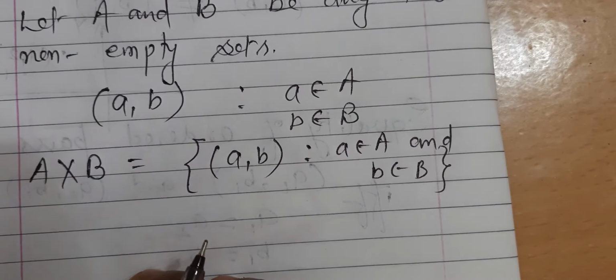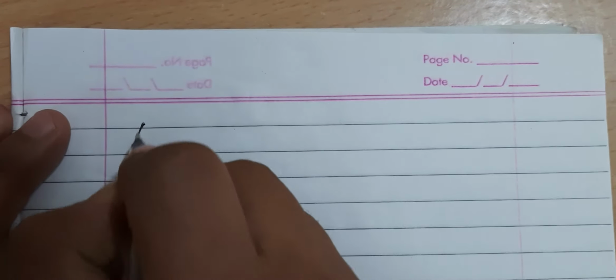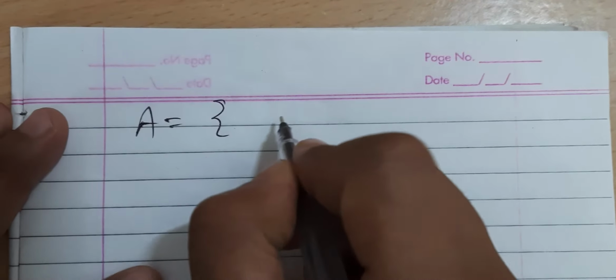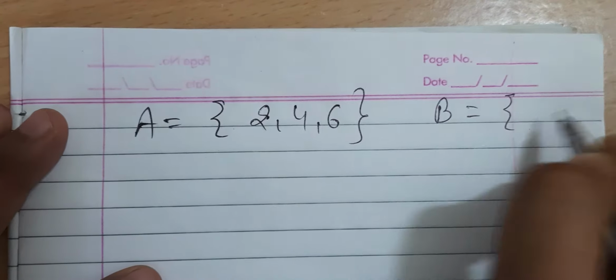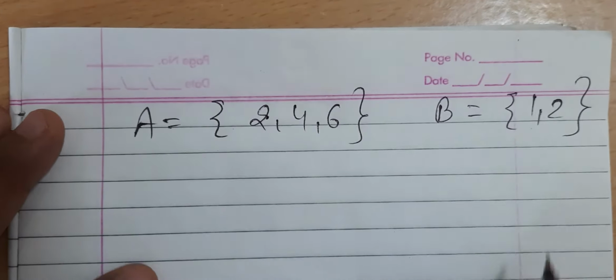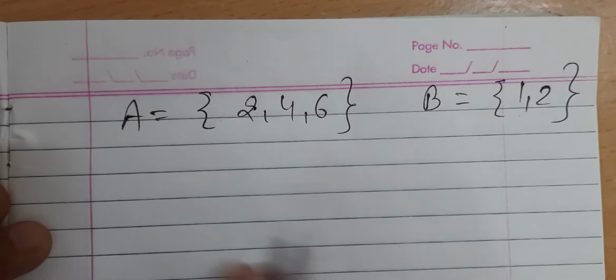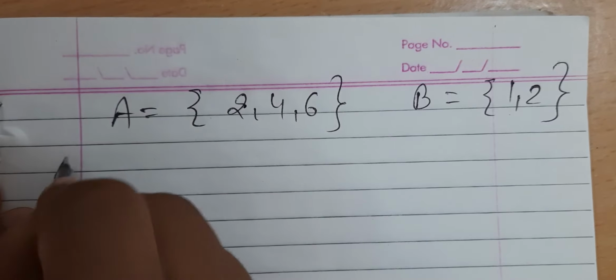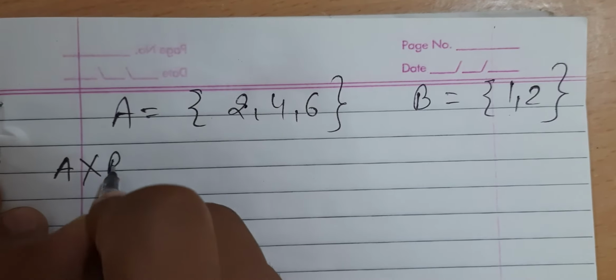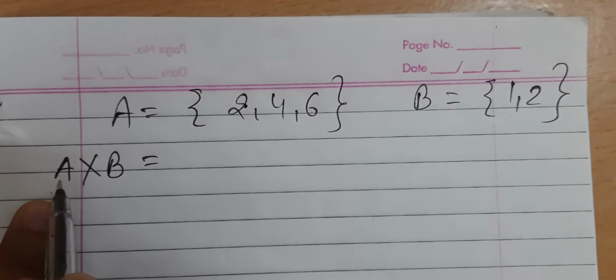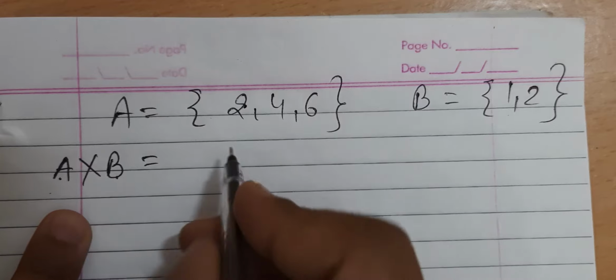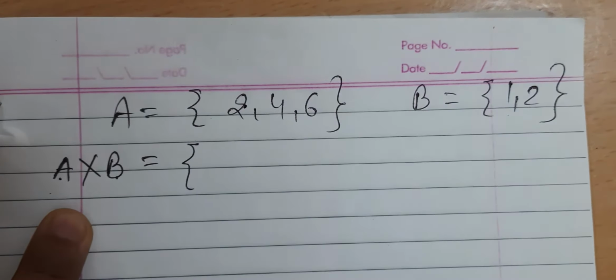Let us take one example and see what this Cartesian product is. We are given two sets. First set A, whose elements are 2, 4 and 6, and set B, whose elements are, let us take 1 and 2. Now we have to find the Cartesian product. So how do we represent the Cartesian product of A and B? A cross B. Okay, this is the simple Cartesian product. How to read the Cartesian product of A and B, and how to find it?